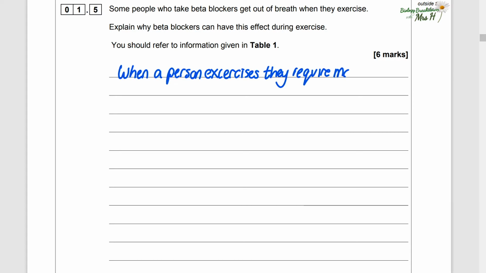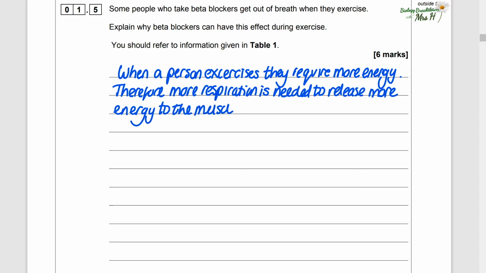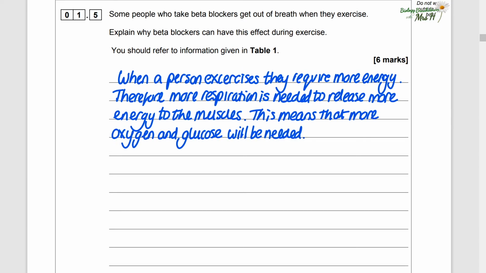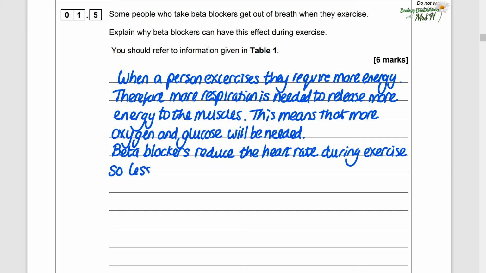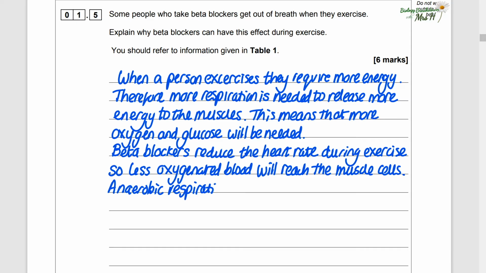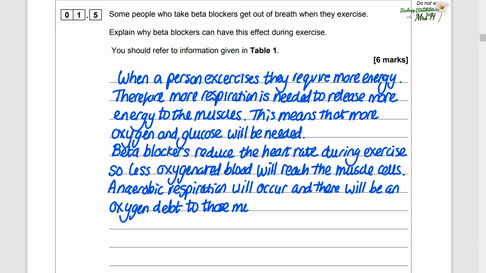When a person exercises, they require more energy. Therefore, more respiration is needed to release more energy to the muscles. This means that more oxygen and glucose will be needed. Beta blockers reduce the heart rate during exercise, so less oxygenated blood will reach the muscle cells. Anaerobic respiration is going to occur, and there will be an oxygen debt to those muscle cells.